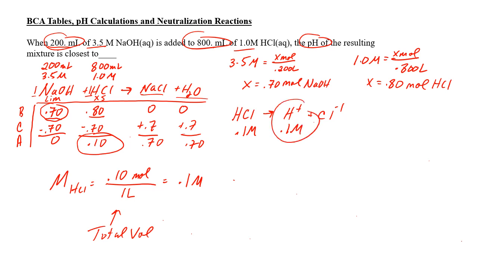Now I've got enough information to find the pH. You know the H plus, your pH is the negative log of your H plus. This will be the negative log of 0.1, which equals 1. That's how we solve that problem. You'll see one of these in your review packet.